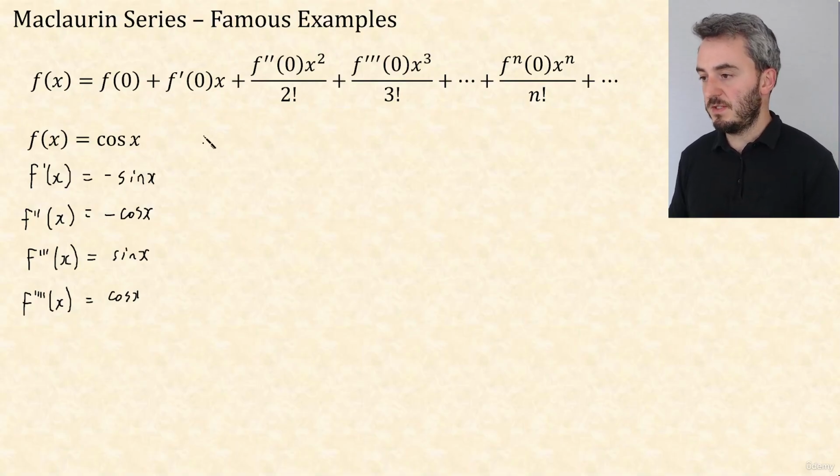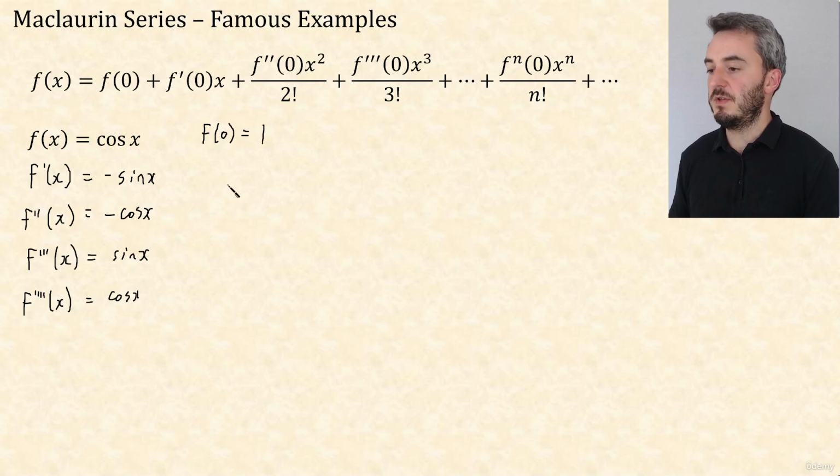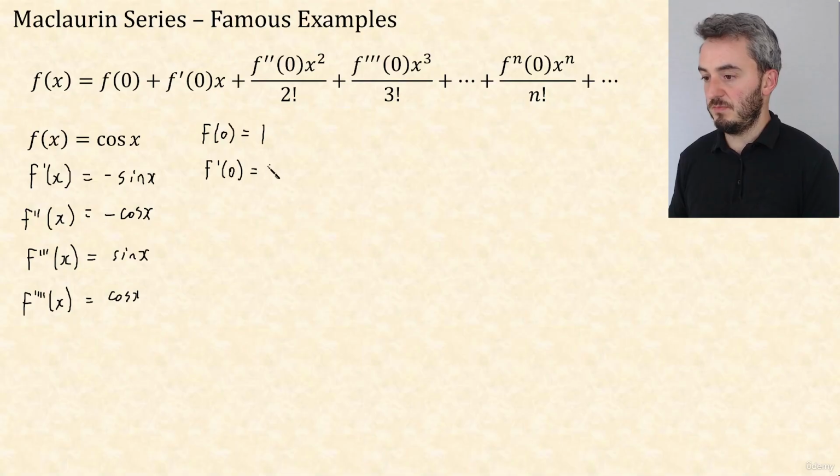So evaluating these at 0, we have f of 0 is 1, right? Cos of 0 is 1. Then minus sine of 0 is 0. Minus cos of 0 is minus 1.